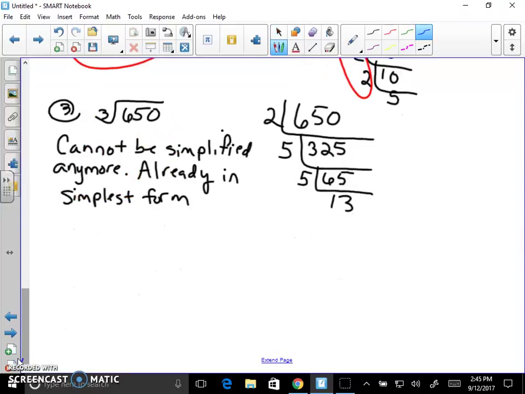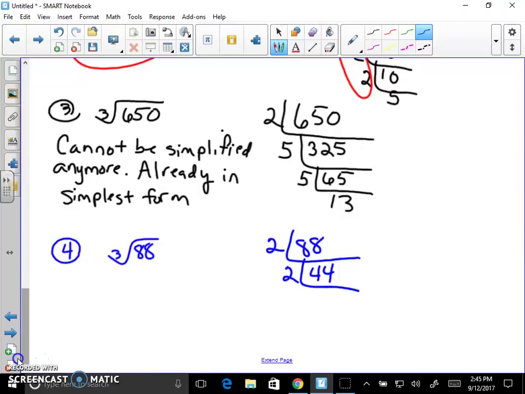Last one, number 4. Cube root of 88, upside down division. Start with your smallest prime number, divide by 2, 2, 2, 11. So we're looking for 3 because it's a cube root. So 2 cube root of 11.